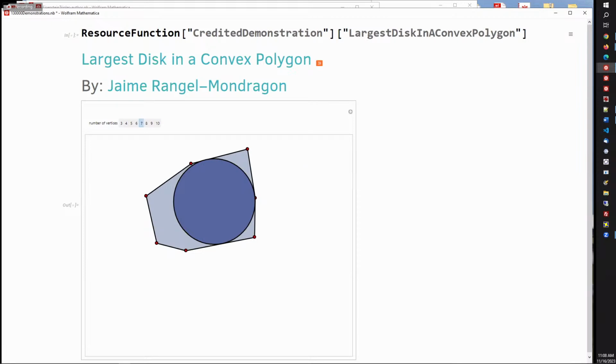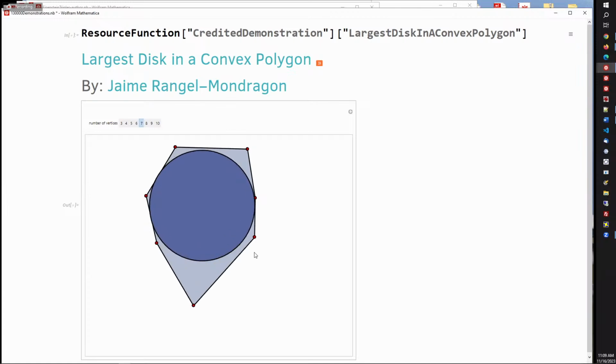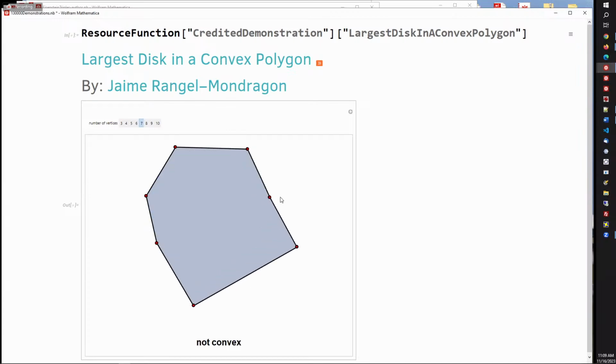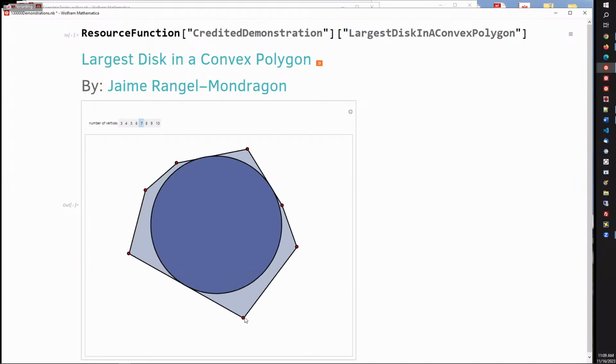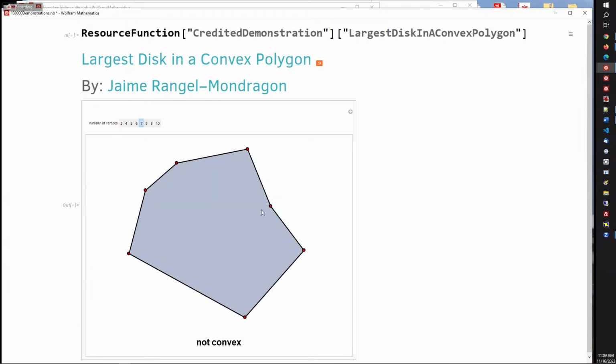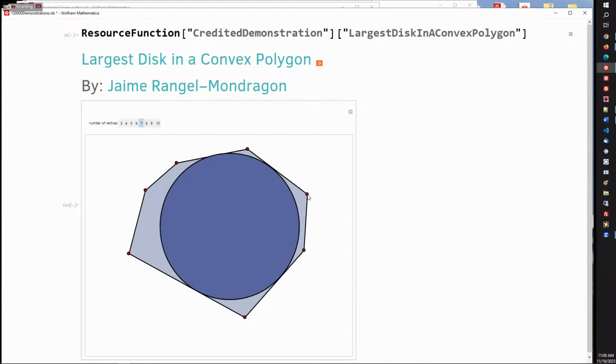Largest disk in a convex pentagon. So this is by Jamie Rangel Mondegren. If we have a convex polygon, there is always a largest disk that you can inscribe within the figure. This stops working for concave items, so it has to be convex for this particular algorithm to work. I thought this was very interesting.